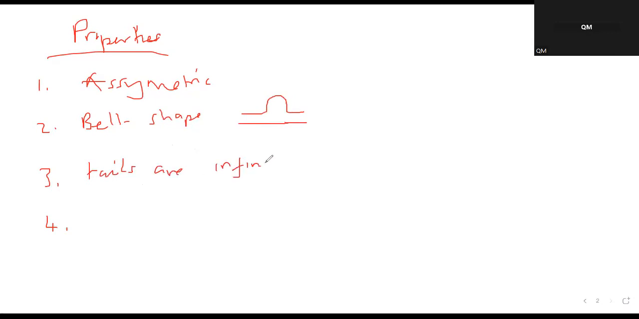The last one, what did we say about the properties? It follows an empirical rule. Good. It follows an empirical rule, which means that for every 1 standard deviation, 68% will fall within. For every 2 standard deviations, what was that? 95. And 3 standard deviations, 99 point what?